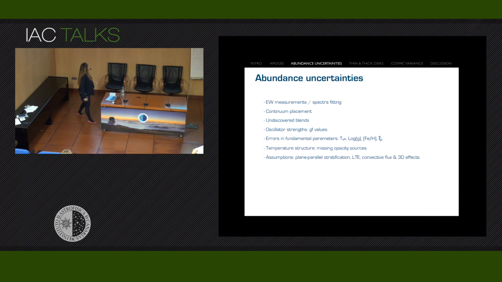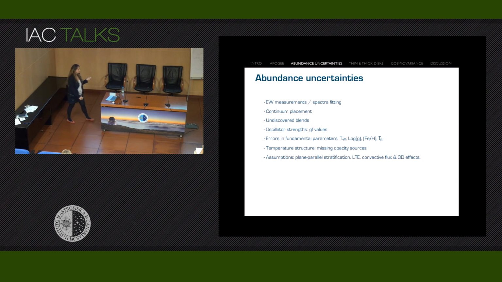Now we face the problem again of how we calculate the uncertainties, because this is the key point. If you want to detect the cosmic scatter, you have to measure the uncertainties pretty well. Here you have a big problem because you have many sources of error when you calculate the abundances. You have errors in your equivalent width measurements, or if you are fitting the spectra. You also have errors in the continuum placement. Sometimes there are undiscovered blends in the spectra. Then you have problems with your models, of course.